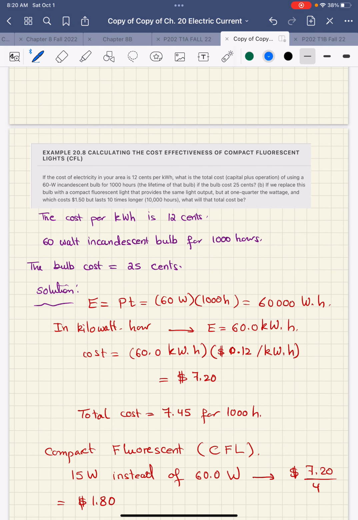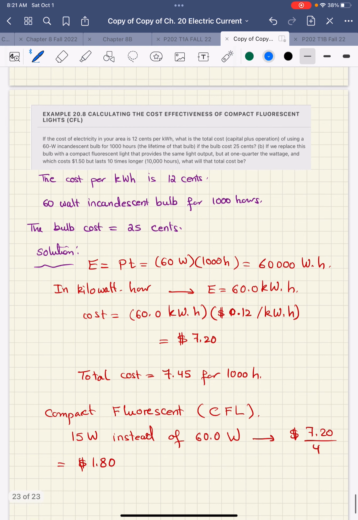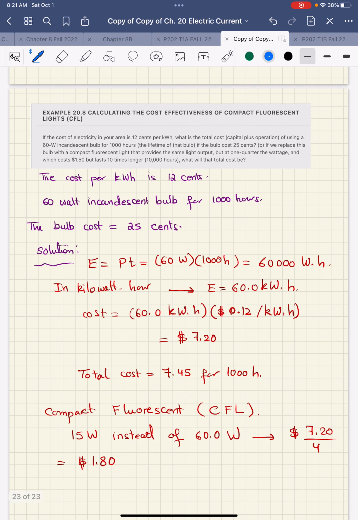I can calculate E as power times t, and that is going to give me 60,000 watt hours. I can convert that to 60 kilowatt hours. The cost is going to be 60 kilowatt hours times the price for 1 kilowatt hour. This is 7.20, and the total cost is going to be 7.45 because I'm adding its price, which is 25 cents.